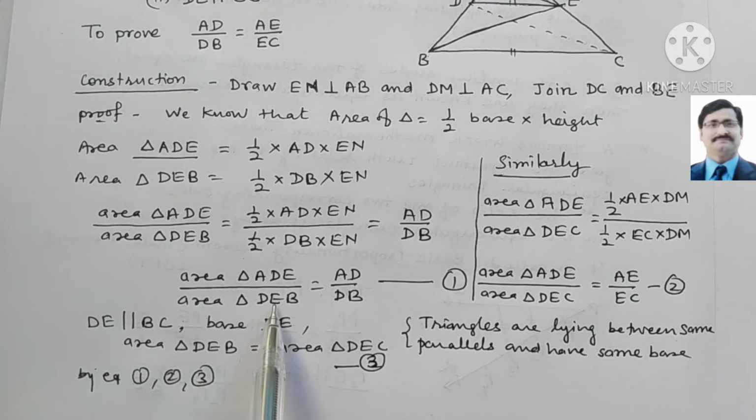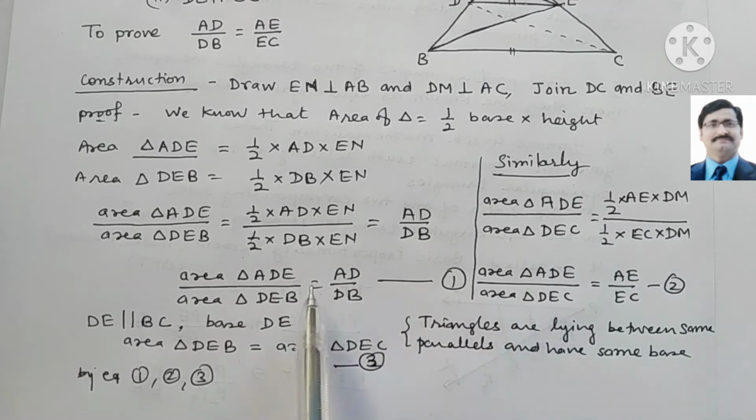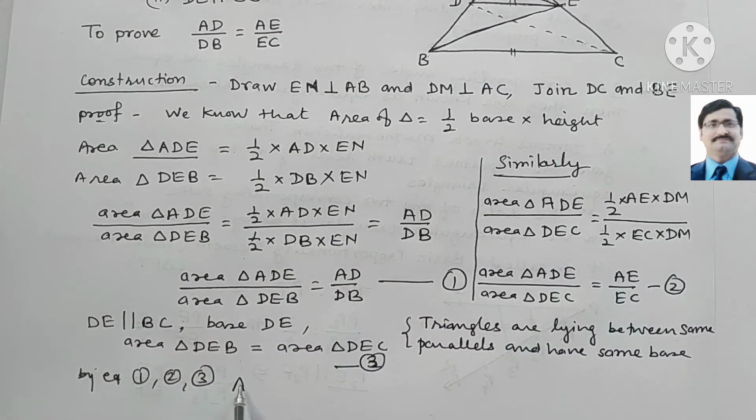Denominator, look here, DEB, and here denominator is DEC. These are equal by here. So these left hand sides are equal, so right hand side will be also equal. So we can write here AD upon DB equal to AE upon EC, and this only we have to prove.